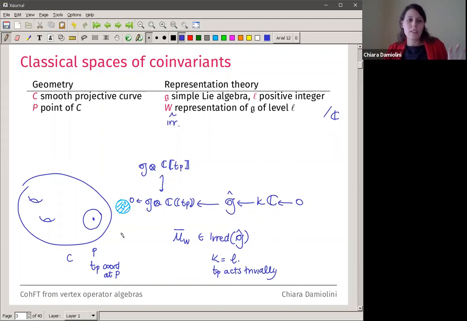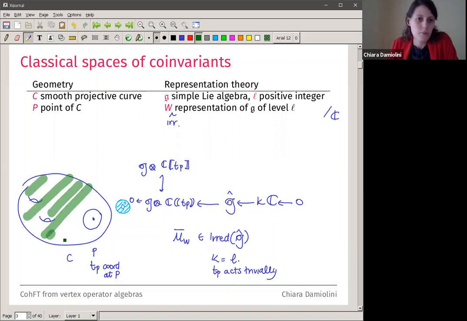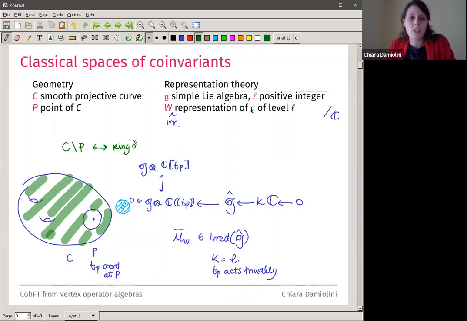And so far, what I've done is very local. There is no geometry. This is just representation theory, if you want. But where does the geometry come in? Well, I can consider the curve outside the point. This will be defined by some function, so this will be defined by, let's say, a ring of functions.